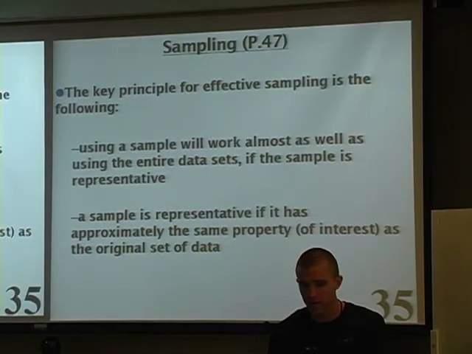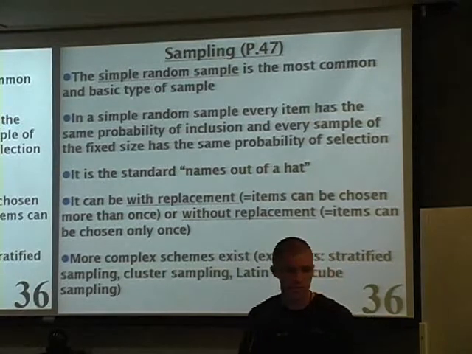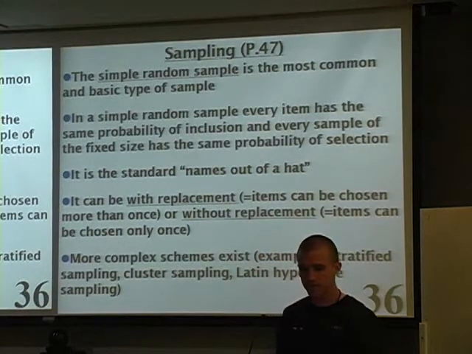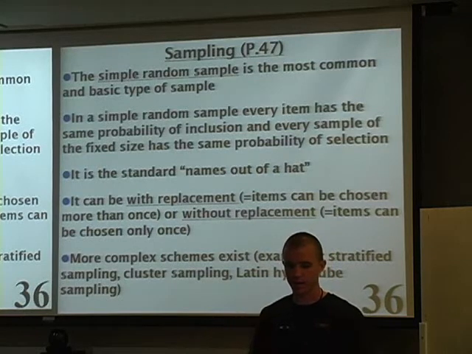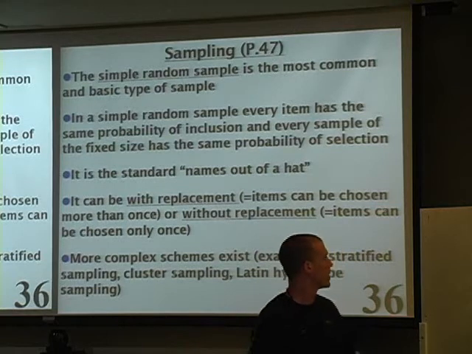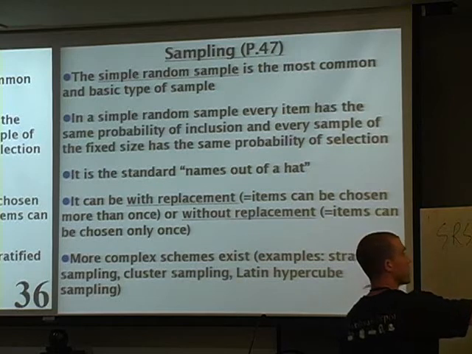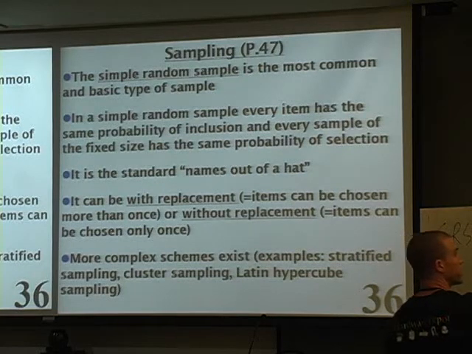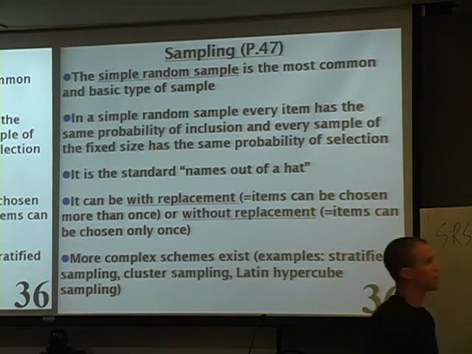So anyway, I wanted to talk about some basic sampling. The first thing is the simple random sample, which is simply names out of the hat. I'm going to draw k names out of a hat of n things. So every item has the same probability of inclusion, and every sample of fixed size has the same probability of selection. So this is the standard names-out-of-the-hat paradigm. And in statistics, some people will say SRS. It's the simple random sample, the most basic thing you can get. And this is generally the type of sampling that you're used to.